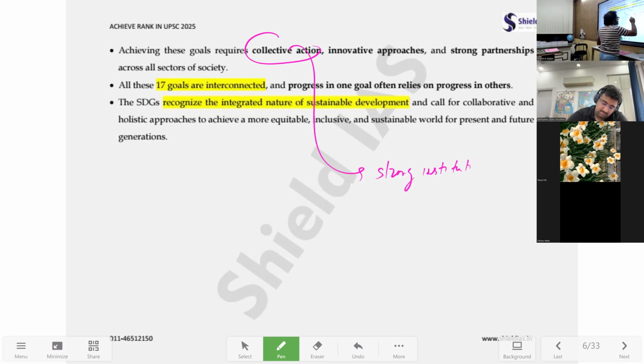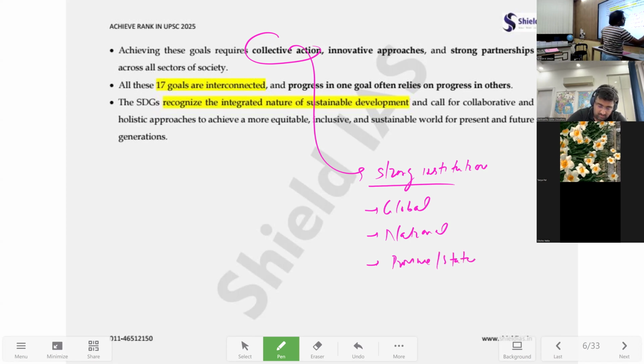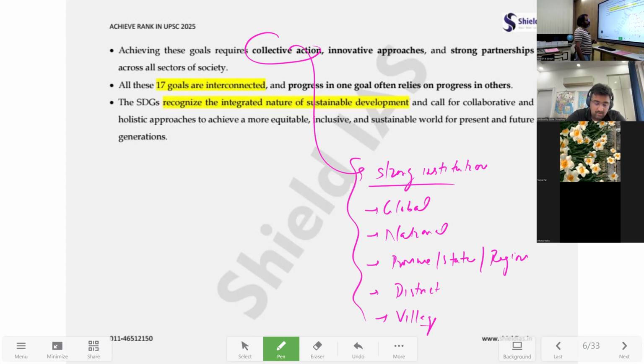So strong institutions can be global, can be national, can be involving our provinces and states or regions, can be of what? District level, and reaching till village level. That means we have to integrate these efforts. Strong institutions: global, national, provincial level, district level, and village level.